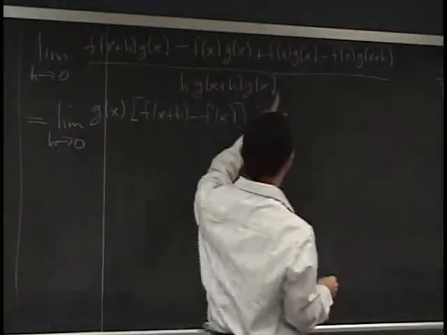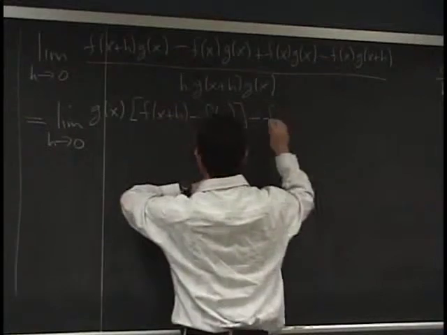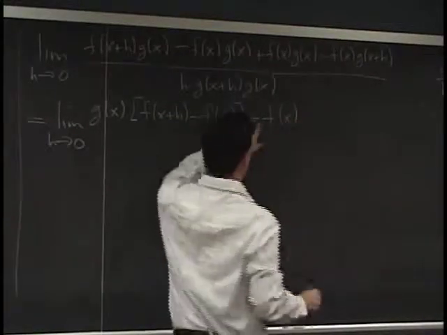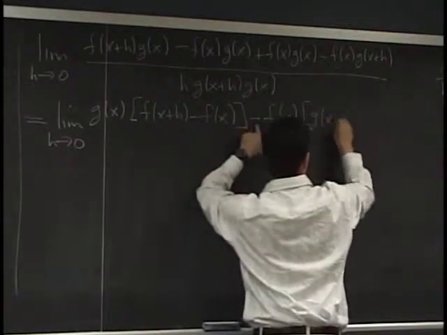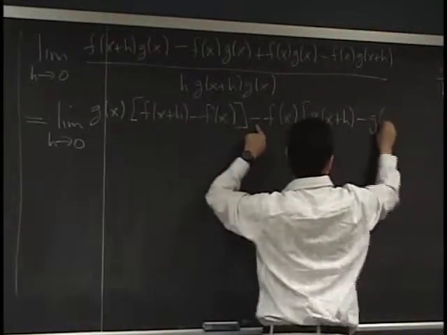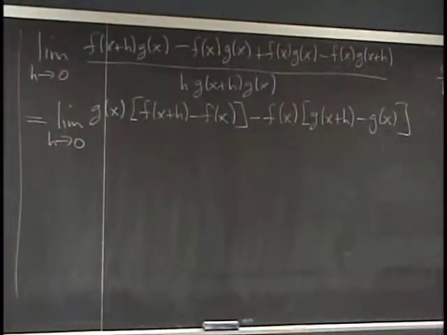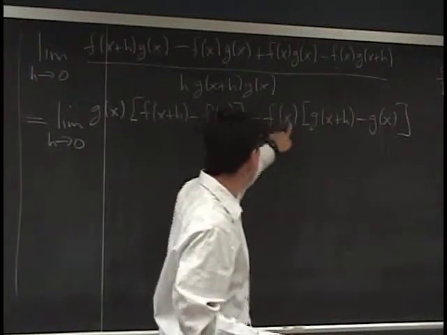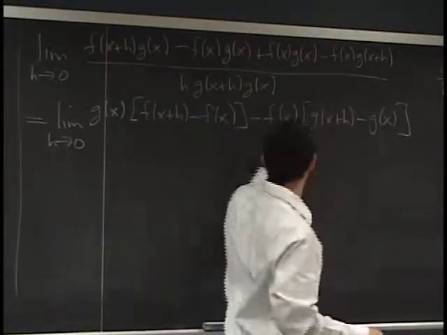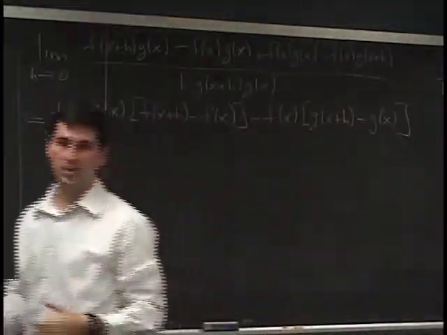And then here's what I'll do, I'll write minus f of x. By introducing a minus, I can turn this around: g of x plus h minus g of x. Okay. Now let's just make sure I didn't flip too many minus signs. If I put this back in, I get minus f of x, g of x plus h, good, minus f of x minus g of x plus f of x, g of x, good.